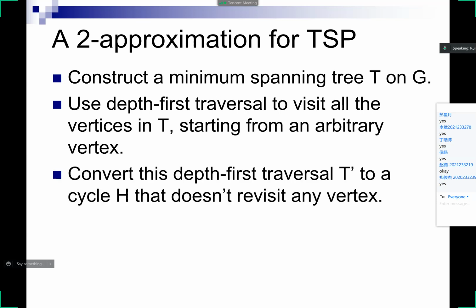After we form this depth-first traversal, we're going to somehow convert this DFS traversal into a cycle, which does not revisit any vertices. The DFS might revisit some vertices, but we're going to convert it to a cycle somehow, which I'll show you, which does not revisit any vertices. Then the cycle is going to be our TSP tour, and this cycle is guaranteed to be a 2 approximation.